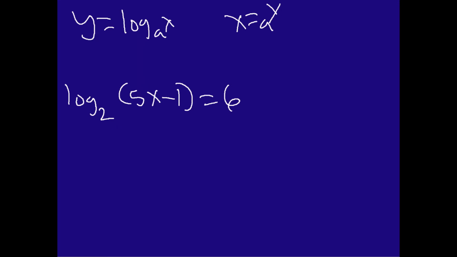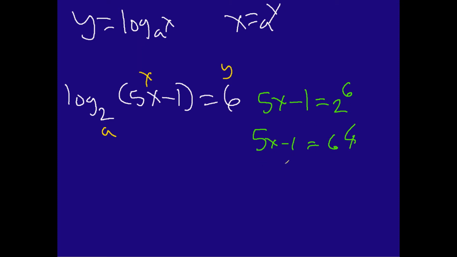All right. So let's take a look at this. The 2 is my a. This 5x minus 1 is my x, and the 6 is my y. So if I rewrite this, 5x minus 1, that's my x, equals, my a is going to be 2, and then my y is going to be 6. All right, so now I need to figure out what 2 to the 6th power is. That's going to be 64. So if I rewrite this, I have 5x minus 1 equals 64.